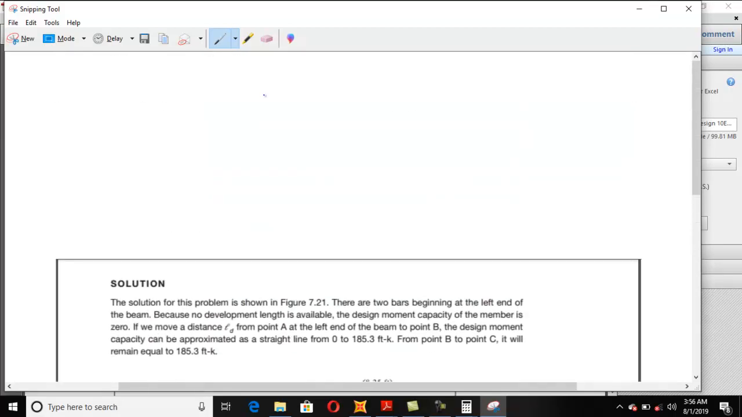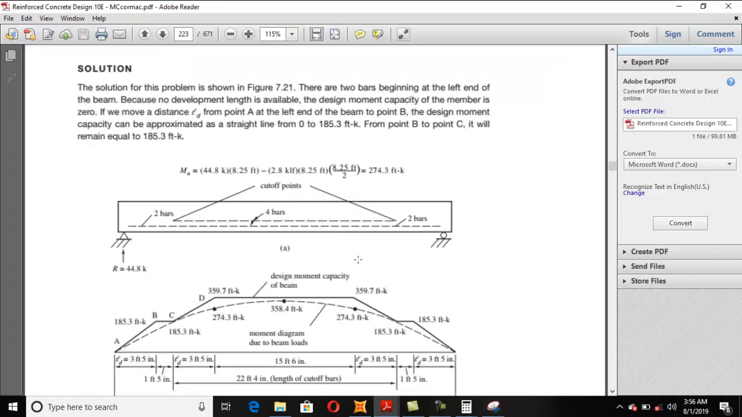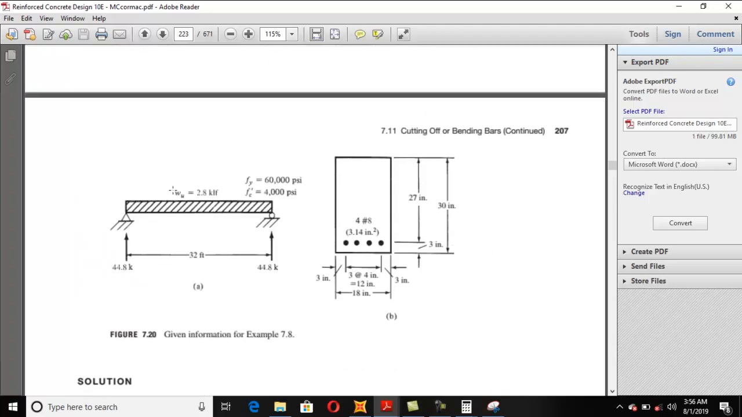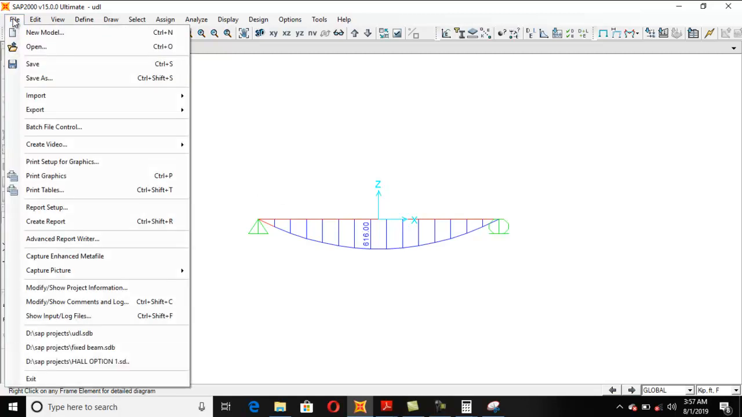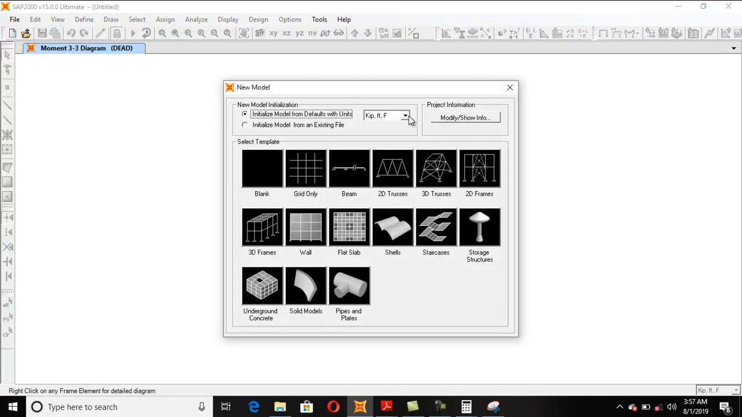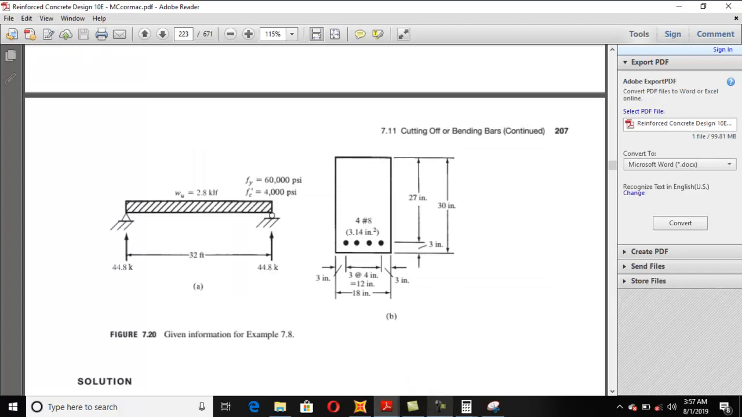If the loading is given, loading is already given, so first of all you need to calculate your moment capacity. What will be the maximum moment capacity? This is 2.8. So you need to solve this question for the bending moment diagram. If I do this in SAFE, let's say I do it. If I do it in SAFE, you will see that it is 32 feet.